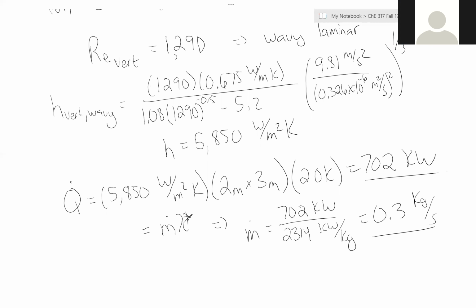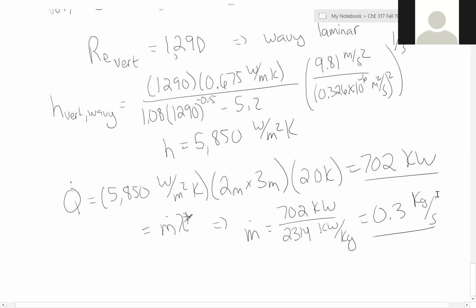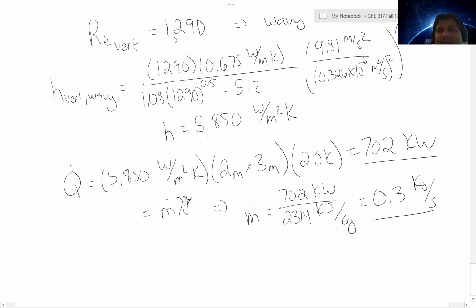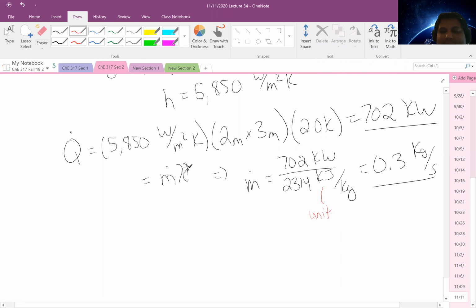Dr. Lopez, yes. If you had kilowatts on the top and the bottom, wouldn't that second go away? Ah, you're right. It's kilojoules per kilogram. Thank you. Units are important. Minus 1, Dr. Lopez.